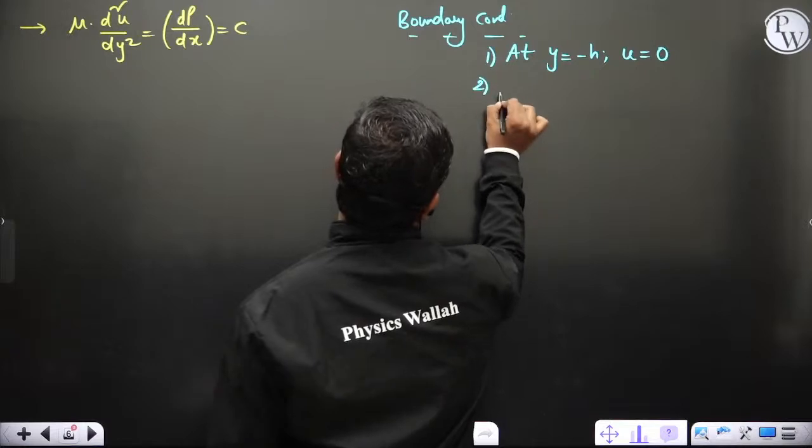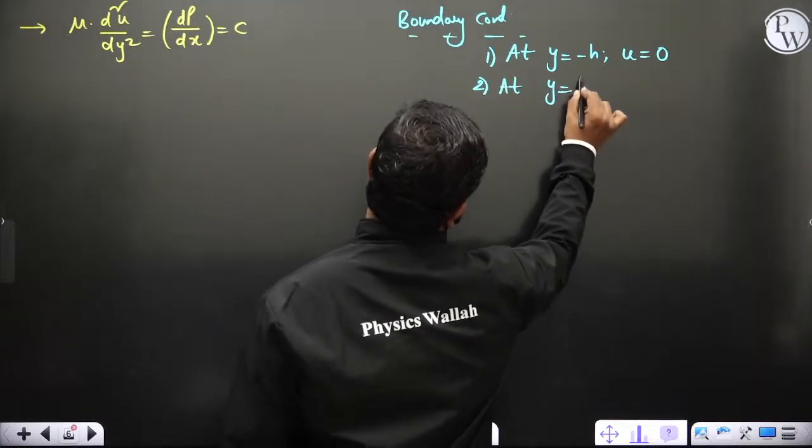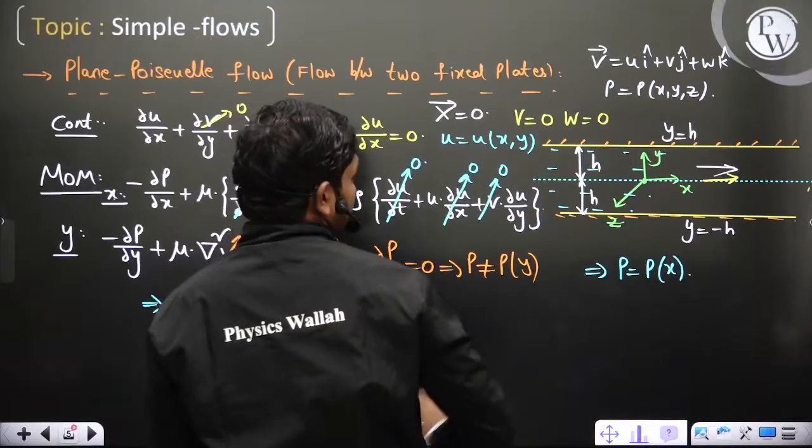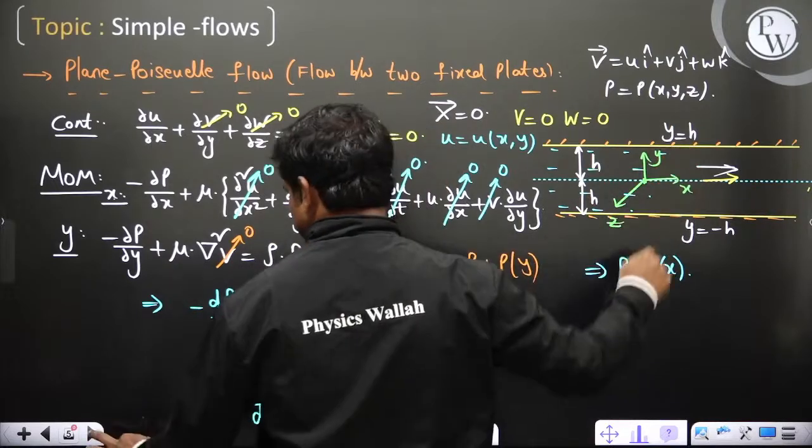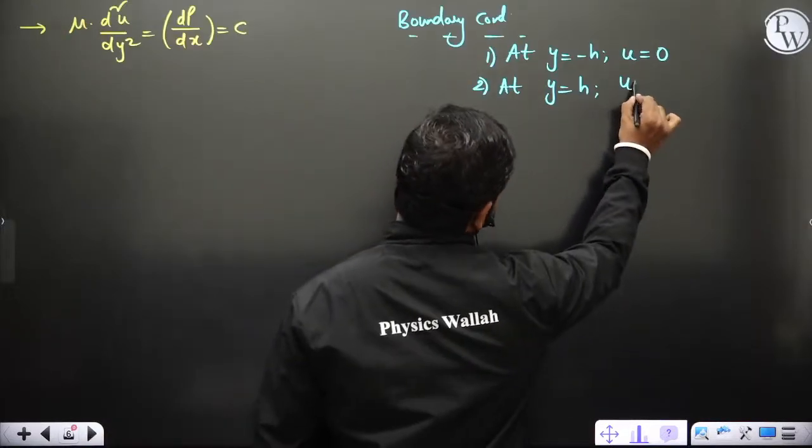Similarly, at y is equal to h. At y is equal to h, this upper plate is the point. So at y is equal to h, this velocity is also 0 again.